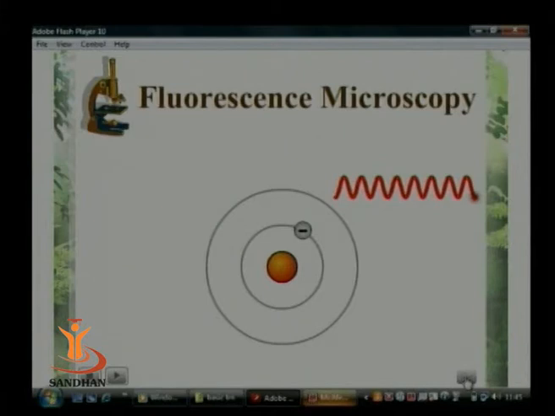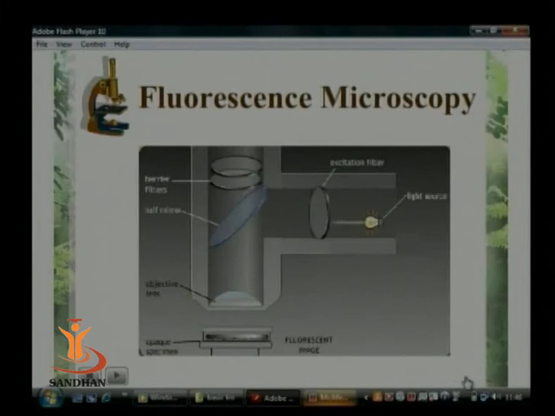We can make use of ultraviolet radiations for the illumination of the microscope, for the formation of the image. And if fluorescence is employed, then the image formation will fall within the visible spectrum of light, as has been shown here. The next slide tells us exactly how it happens in the case of a fluorescence microscope.